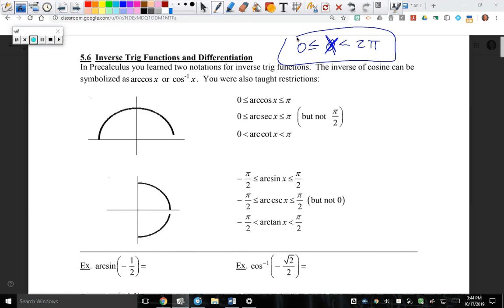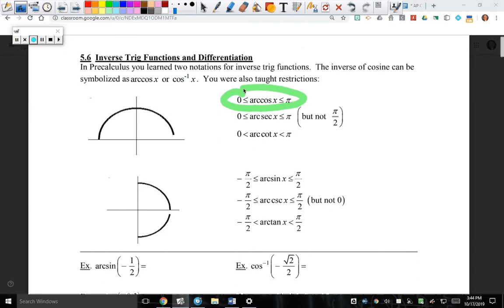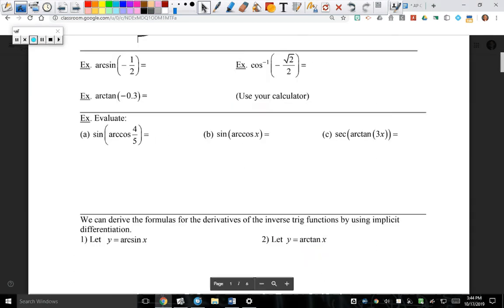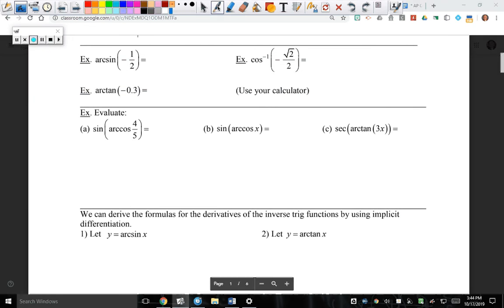But what if it doesn't? If it doesn't give you that, you have to remember that arc cosine is 0 to pi, and arc sine and arc tangent are negative pi over 2 to pi over 2. So again, this is review. So let's go to our problems. Notice how there's no domain restriction or range restriction.